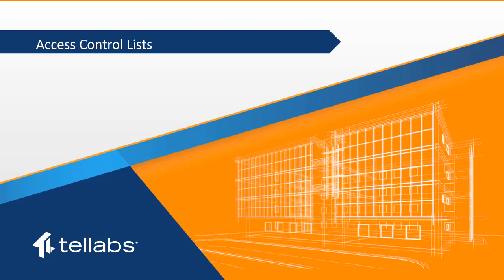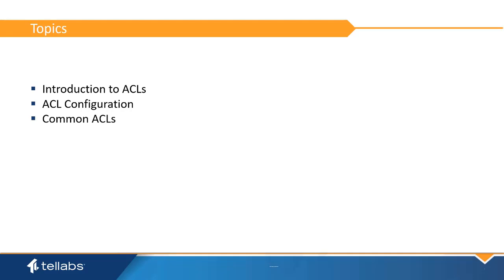The purpose of this video is to introduce the Access Control List feature of the Tellabs Optical LAN system and provide instruction on configuring it in Panorama. The topics covered in this video will include an introduction to ACLs, the process for creating and applying ACLs in Panorama, and a list of some common ACLs used with the Tellabs Optical LAN system.